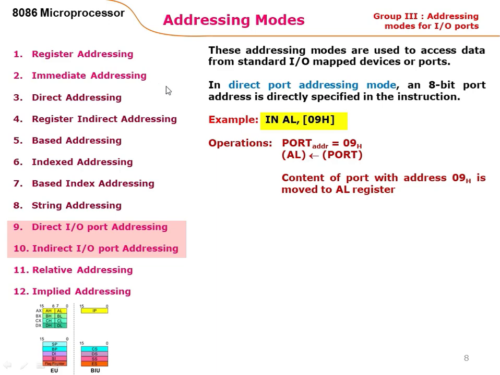See this example here: IN AL, 09 hex. The port address is assigned a value of 09 hex, which is sent over the address line, and the device is selected, and the device value or data will be transferred to the register AL. Now here the content of the port with address 09 is moved to the AL register.